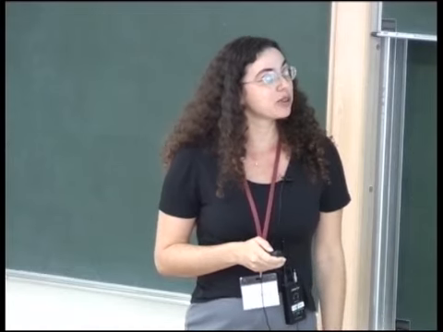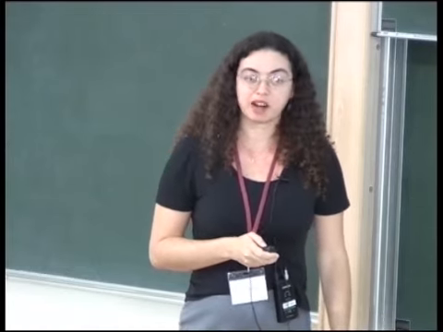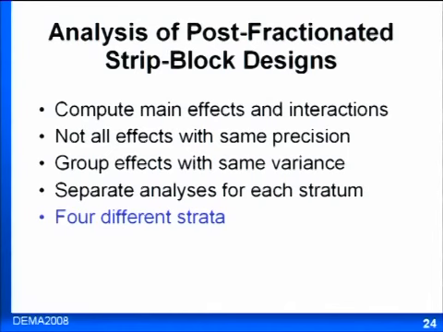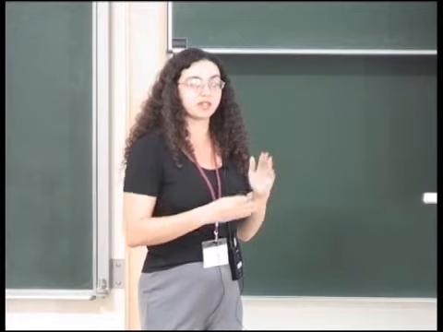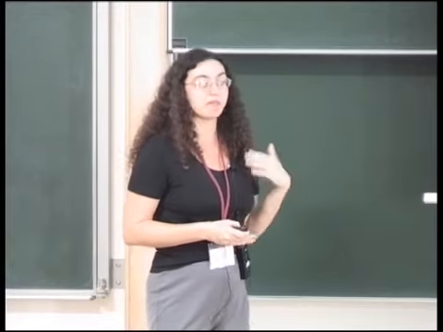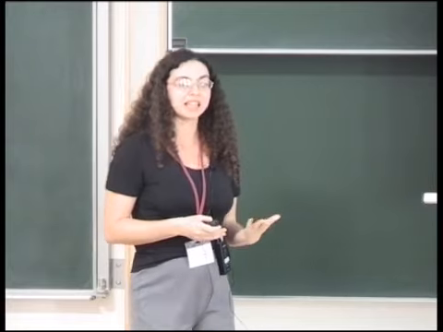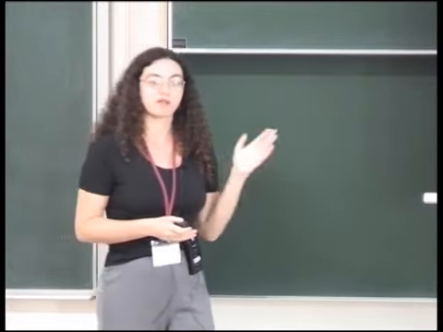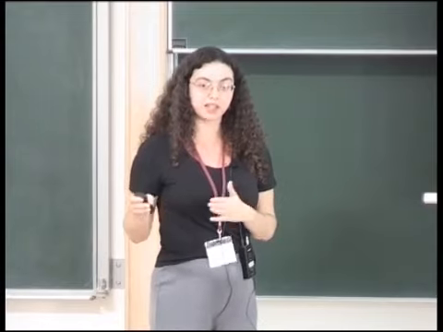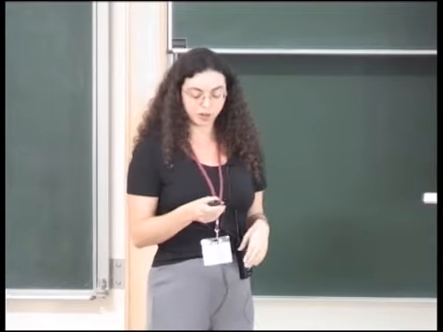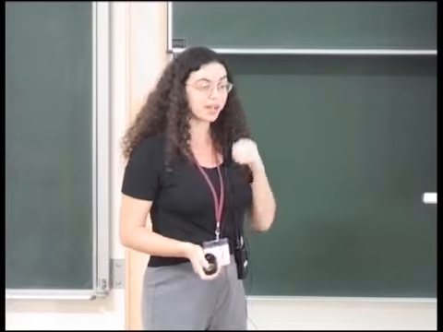In this case, you have 4 different strata. For a traditional strip block design, we have 3 different types of errors and 3 different strata. But with the post-fractionation, we find another group. So we have 4 groups, and we have to separate all the effects into 4 groups. So how can we do this?